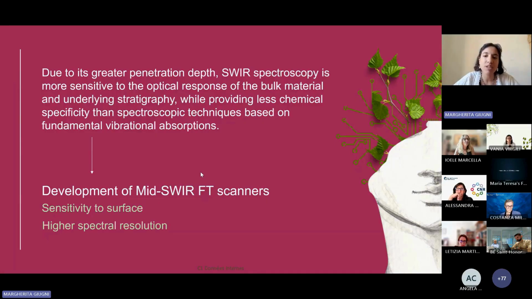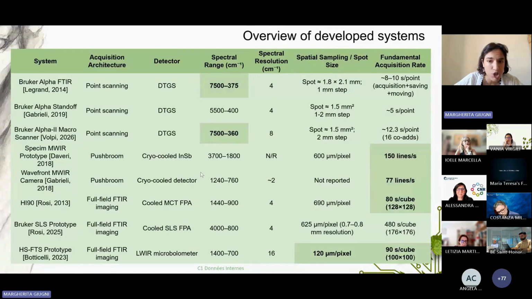So if we are interested in the surface materials and in the glazing layers, we must provide a spectral region that is more sensitive to the surface layers, basically by broadening the spectral range and delving into the mid-IR that has more chemical specificity, and it's characterized by the fundamental vibrational absorption. That's why in the last 15 years, a lot of effort was spent on developing imaging equipment in the Mid-SWIR region. They provide higher sensitivity to the surface while also having higher spectral resolution due to the interferometric approach.